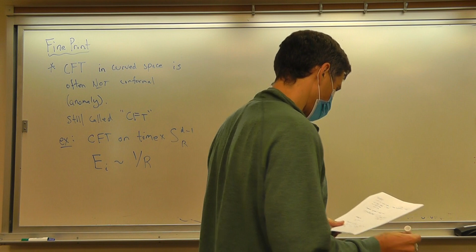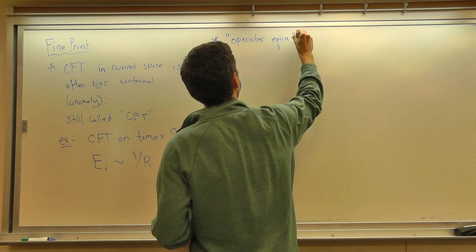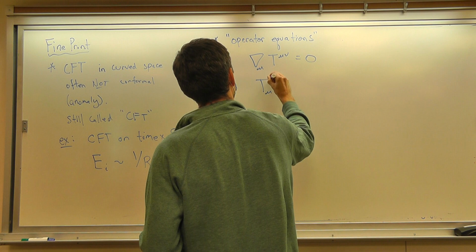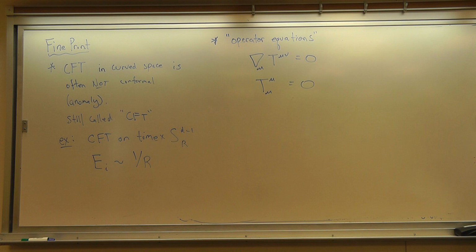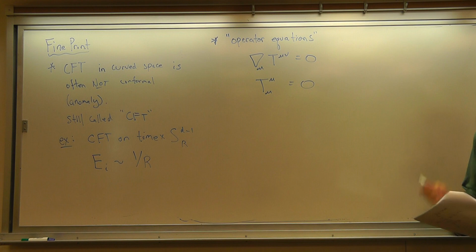Okay, the next comment is, I need to tell you about operator equations. Equations like this, the stress tensor is conserved, or the stress tensor is traceless, are called operator equations, because those aren't numbers, they're operators. They're not fields, they're not numbers. They're really operators. And what does an operator equation actually mean? It does not mean that the right-hand side is zero. That's not what operator equations mean. It means that it's zero away from coincident points inside correlation functions.